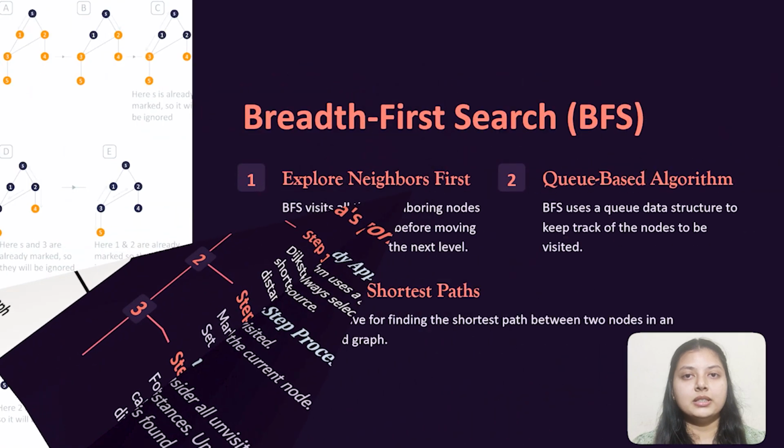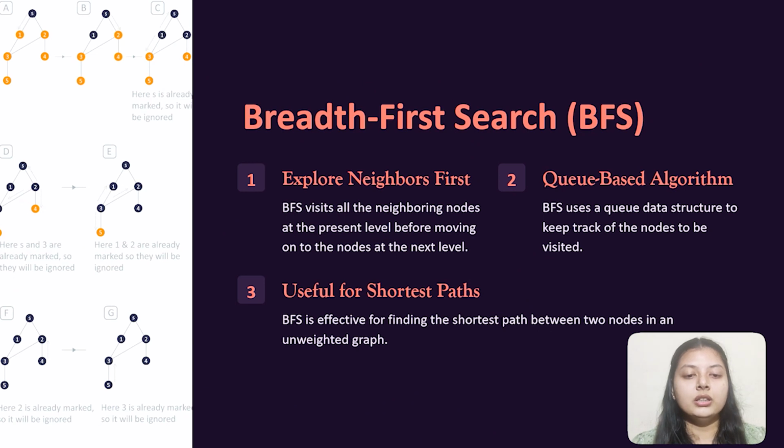So our second method is BFS, breadth first search. In this method, firstly we explore neighbors first. BFS visits all the neighboring nodes at the present level before moving on to the nodes at the next level. Our second step is the queue-based algorithm. BFS uses a queue data structure to keep track of the nodes to be visited. Our third one is useful for shortest path. BFS is effective for finding the shortest path between two nodes in an unweighted graph.